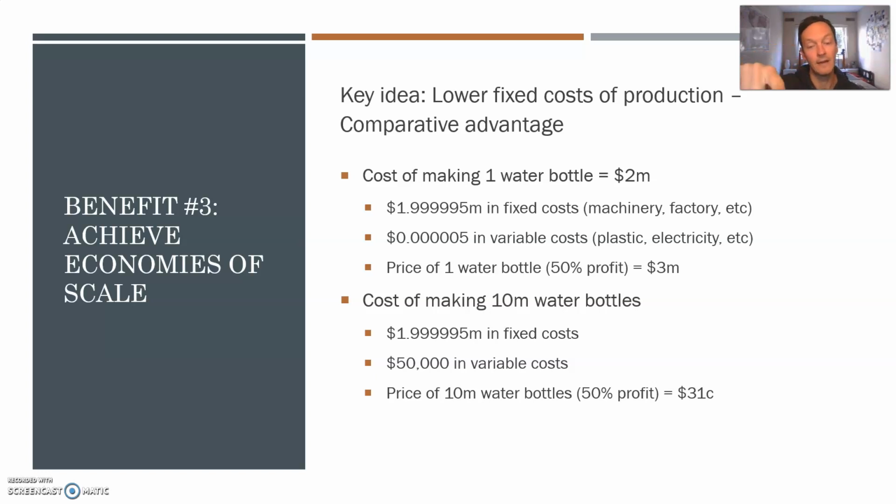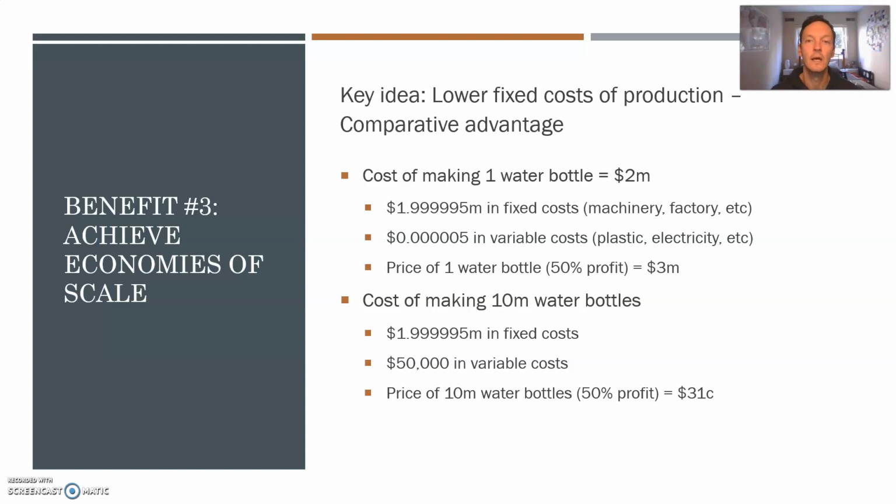If I add that first number and that second number, and then put 50% on top of that, and divide it by 10 million, that's going to give me the price at which I can now sell every water bottle for, with a 50% markup, just like before. But instead of having to sell that water bottle for 3 million, I now only need to sell it for 31 cents. Because those fixed costs that don't change have just been spread out over so many products, it enables me to lower my cost of production per unit and therefore lower my price.